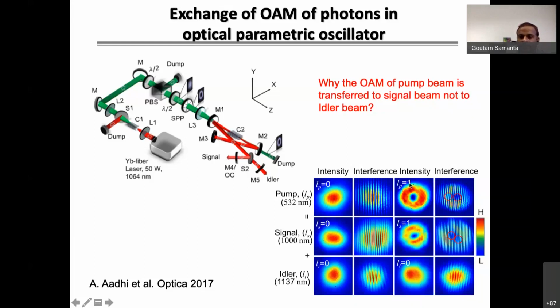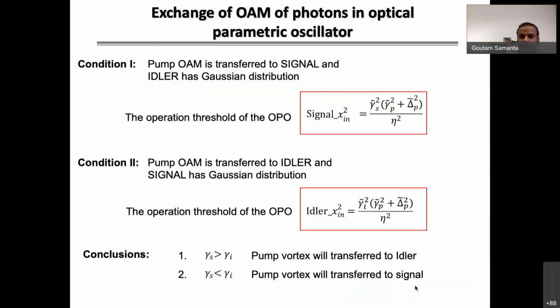However, when the pump vortex is order 1, we see the signal is carrying that orbital angular momentum, not the idler. In the previous case, we saw exactly the same thing happening in this process. Then we calculated the threshold condition.